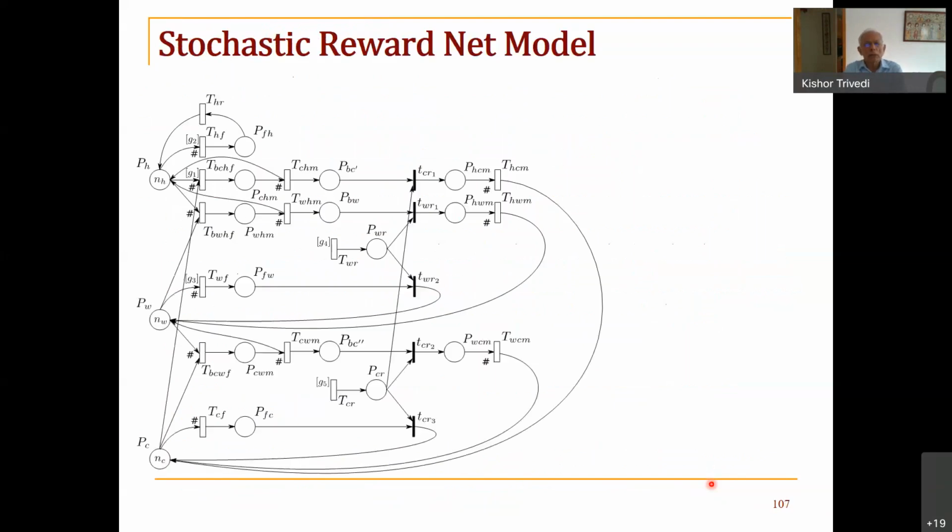So the Stochastic Reward Net model for that particular IBM Research Cloud is shown here. And I don't mean to go through the details of it. It will take another hour to explain stochastic Petri nets and stochastic reward nets. But what is shown here is, in this place, I put in the number of tokens equal to the number of machines in the hot pool. Similarly, the number of tokens here is the number of machines in the warm pool, and the number of machines in the cold pool.